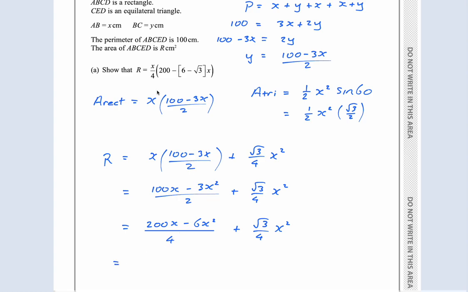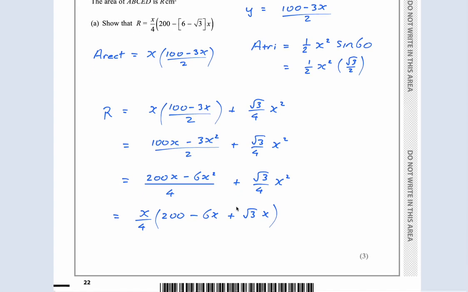Okay, nearly there. He takes out an x, so there's a common x in all the terms. So we're going to take out an x. And he takes out a 4 from the denominator. So now my denominator is gone. My x is gone. And I'm left with here 200, here minus 6x, because there's still one x here, because that's x squared, plus root 3 x for the same reason, because when I multiply my x times by x, I get this x squared.